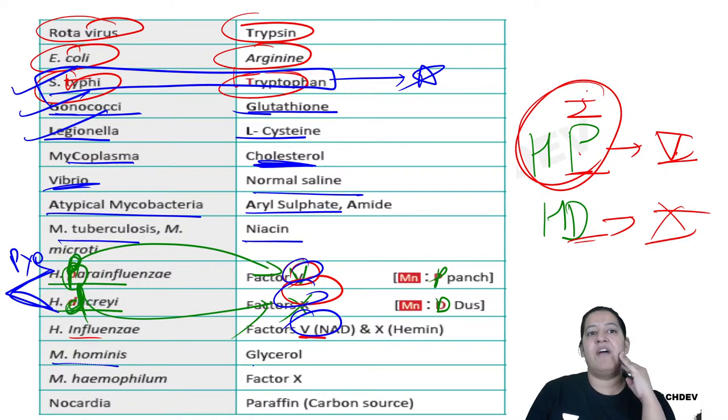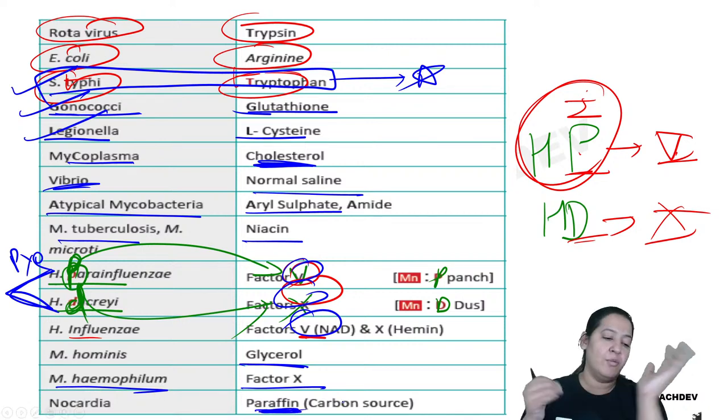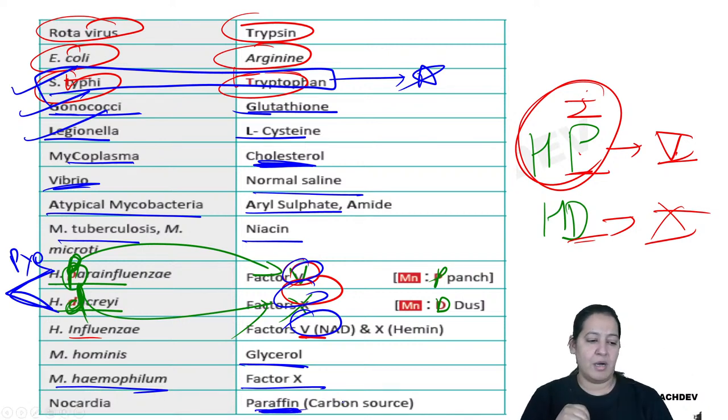Mycobacterium hominis, very important, glycerol. Mycobacterium Haemophilus, isko bhi 10 lagta hai aur Nocardia ko paraffin lagta hai. Learn it. Please give me a thumbs up. Have you got it? Done? Should I proceed ahead? So that is the growth factor. Isme se bhi MCQ bahut aate hain.